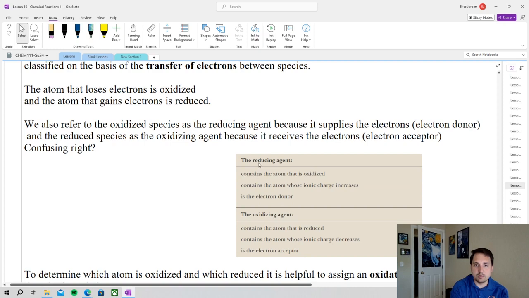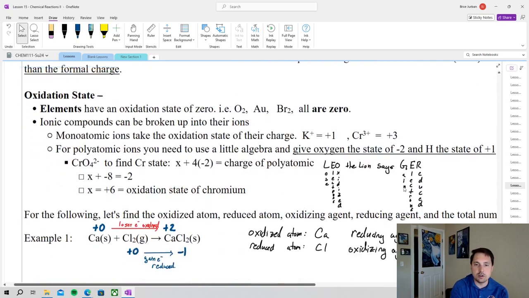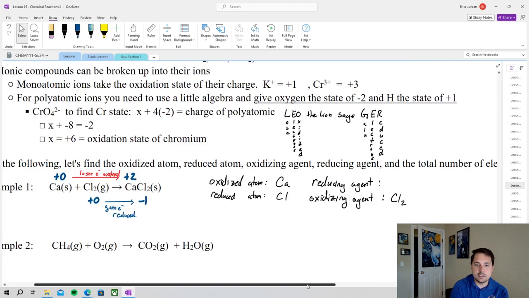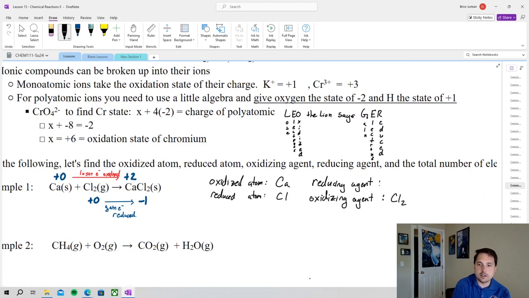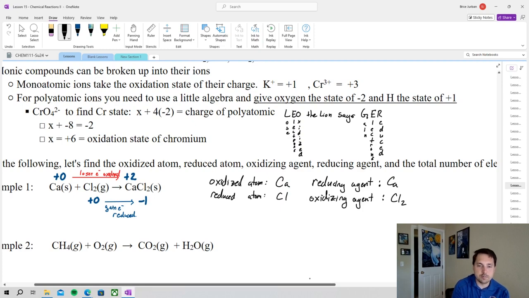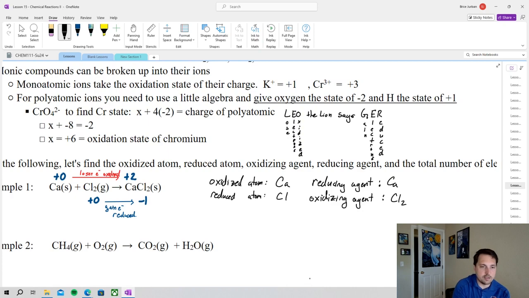So you can kind of look at this rule. Here, the reducing agent contains the atom that's oxidized, contains the atom whose ionic charge increases. It's the electron donor. So it provides the electrons. The other thing is what accepts the electrons. Okay. So here we have Ca. Okay, sorry, that's a bad explanation, but I think you'll get the hang of it.